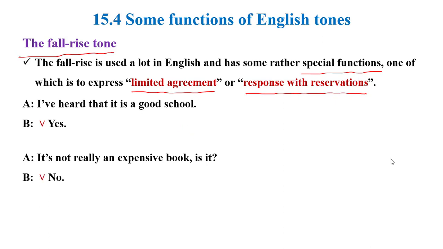"No." In the first example, B's reply would be taken to mean that he would not completely agree with what A said, and A would probably expect B to go on to explain why he was reluctant to agree. Similarly, in the second example, the fall-rise in B's reply again indicates that he would not completely agree with A. Fall-rise in such contexts almost always indicates both something given or conceded, and at the same time some reservation or hesitation.